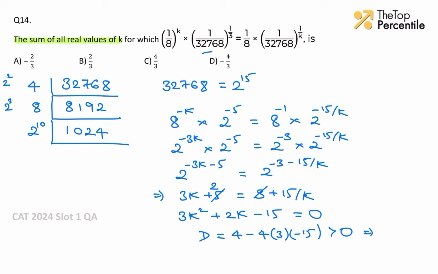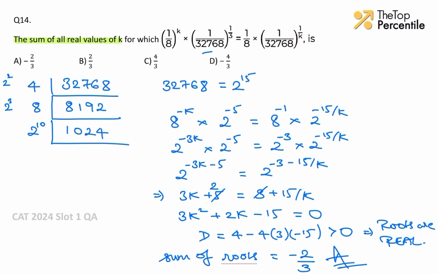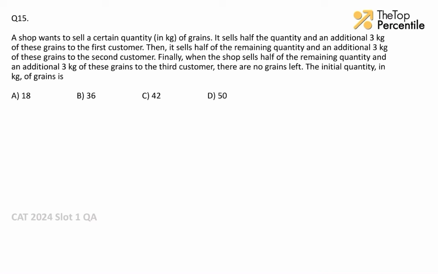That means roots are real, and when roots are real, the sum of the roots will be minus b by a. In this case, it will be minus 2 by 3. And this should be my answer, which is option A. Let's look at the next question.